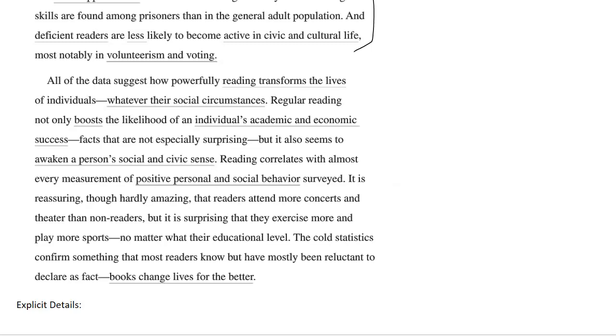It is reassuring, though hardly amazing, that readers attend more concerts and theaters than non-readers, but it is surprising that they exercise more and play more sports, no matter what their educational level. The cold statistics confirm something that most readers know about, but have mostly been reluctant to declare as a fact. Books change lives for the better. And so here, this is a paragraph noting all of the advantages of reading.